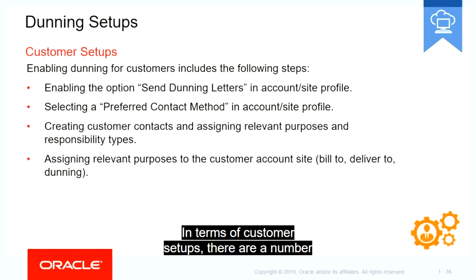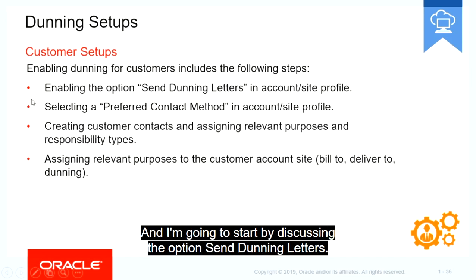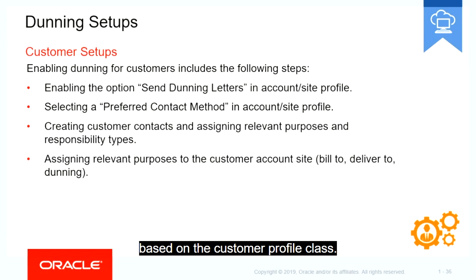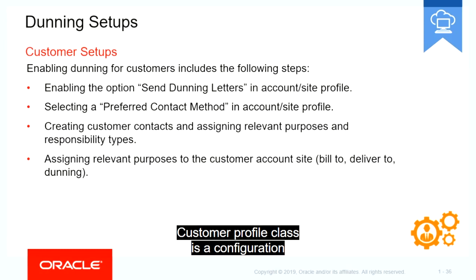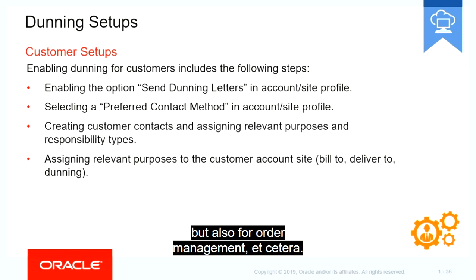In terms of customer setups, there are a number of things that you want to review, that you want to make sure the customer accounts and sites have. And I'm going to start by discussing the option Send Dunning letters. This is something that's going to be populated in a customer account site based on the customer profile class. The customer profile class is a configuration that will include a number of attributes that are important for multiple modules, not only for receivables, but also for order management, etc.